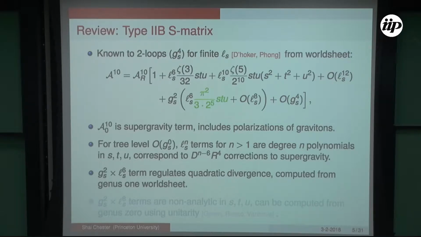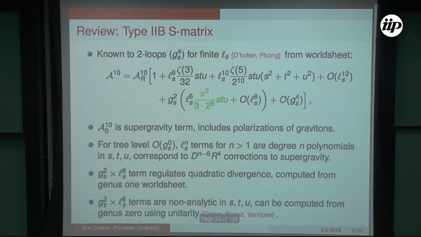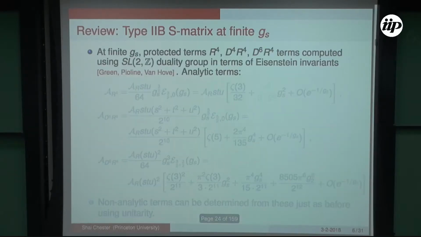And this is something which you learn from string theory. If you didn't have string theory, you would just be stuck. You would have a divergence and nothing to do. But because of string theory, you do a genus 1 calculation and you compute this quantity. So this is a non-trivial prediction from string theory. There are other terms that also show up at one loop, which are non-analytic in the Mandelstam variables. They involve logs. And these terms can all, in principle, be computed just from tree level using unitarity. So in a sense, they're not really genus 1 terms, because you can get them from genus 0.